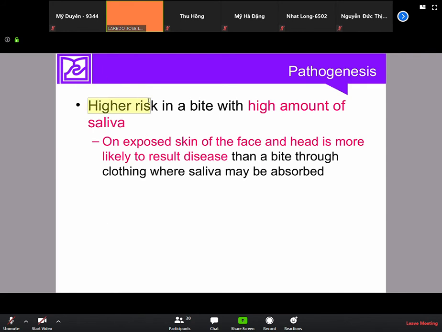So look, the risk to develop rabies is not the same if the dog bites you on the leg or if the dog bites you on the face. The risk also depends on the amount of saliva. So for example, the skin of the face and the head is more likely to result in disease, because you don't wear clothes. However, in the leg, because you wear clothes, the amount of saliva in the wound would be lower. So the disease depends on many factors.